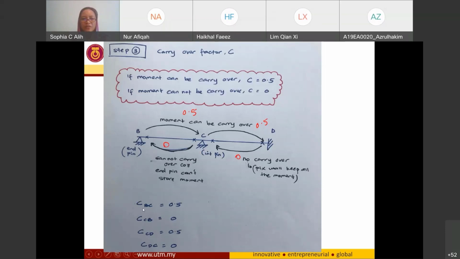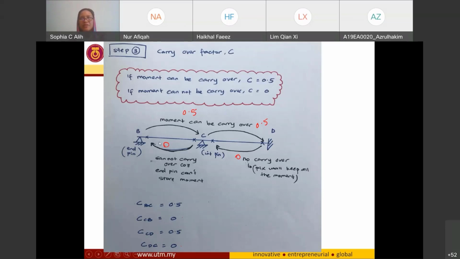So the carryover from B to C is going to be 0.5. Carryover from C to D is going to be 0.5. However, carryover from D to C is going to be 0, and carryover from C to B is also going to be 0. So this is the third step. You just have to look into the connection, whether the moment can be carried over or couldn't be carried over.